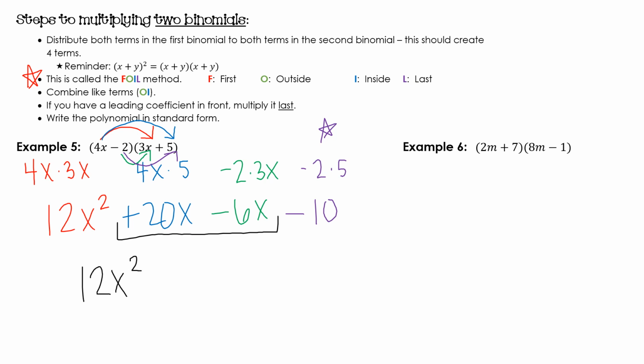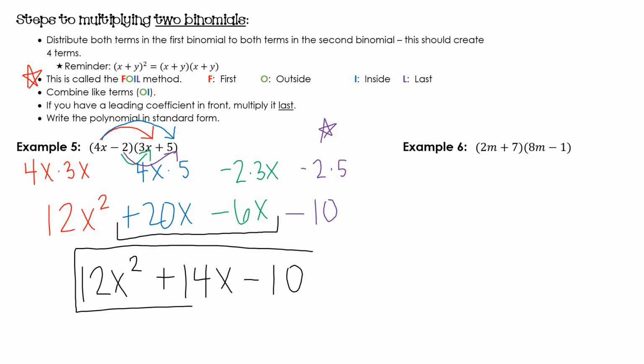Now, when I combine these together, I'm only going to combine the coefficients. So 20 minus 6, which would give me a +14. And then we keep the x, okay? It does not become x squared. The x doesn't cancel out. It's going to just stay 14x and then -10. And this would be my final answer.